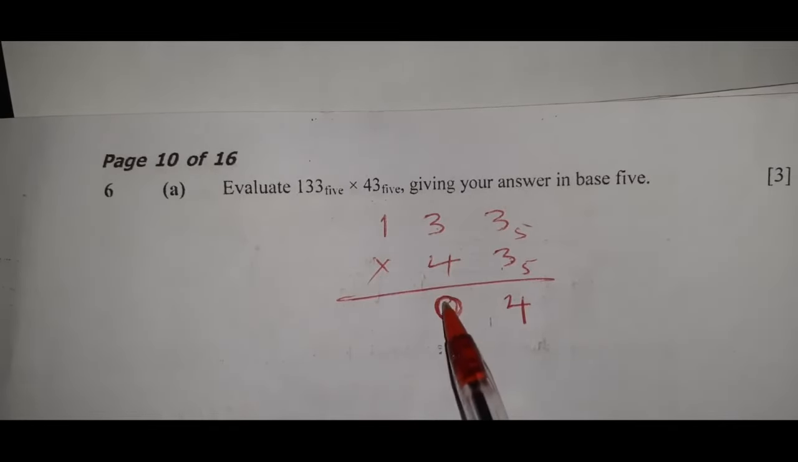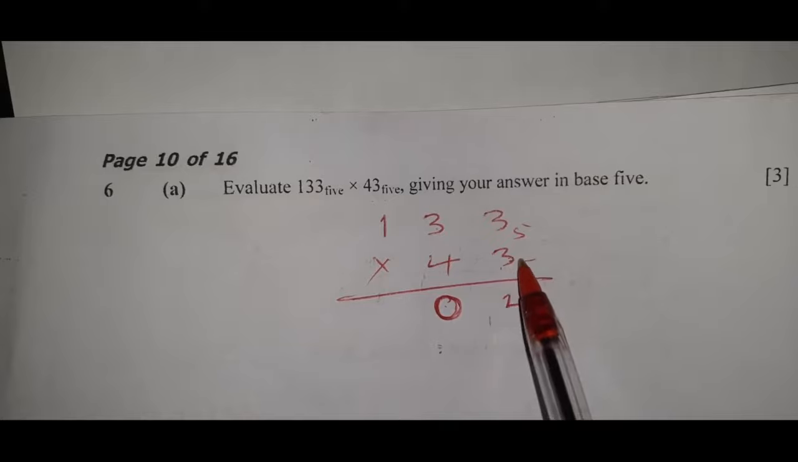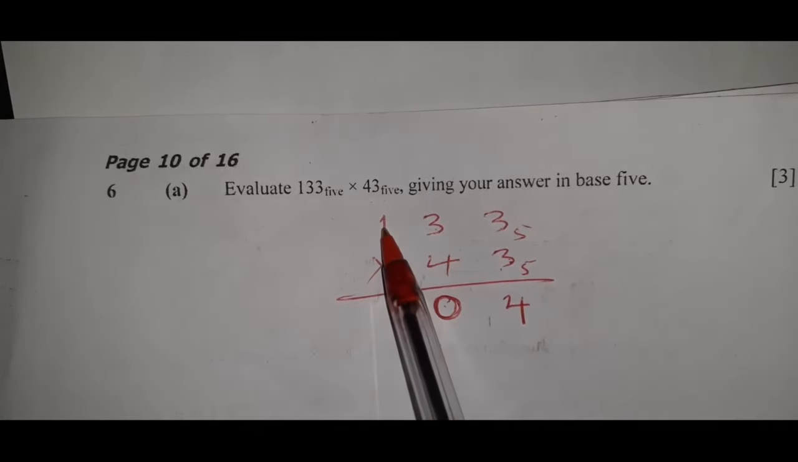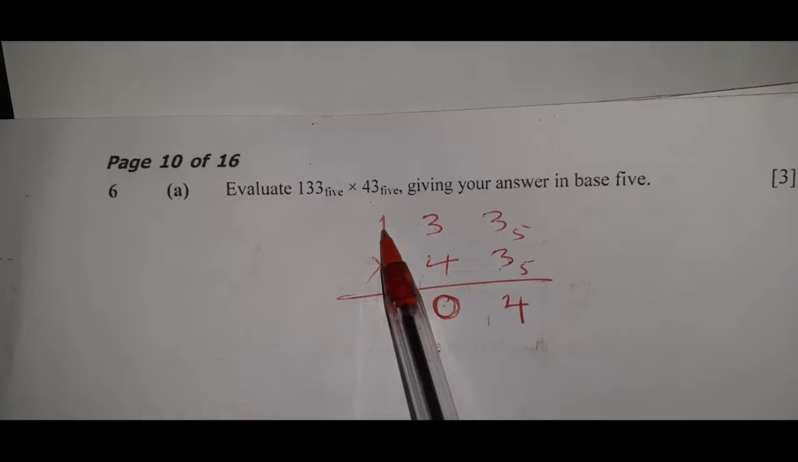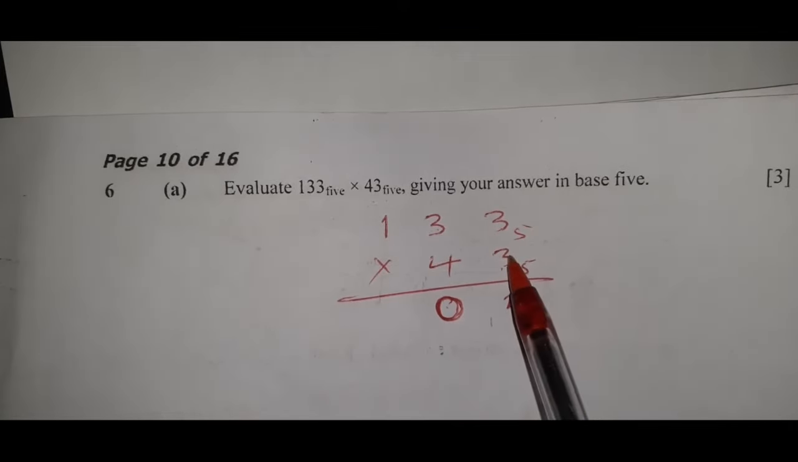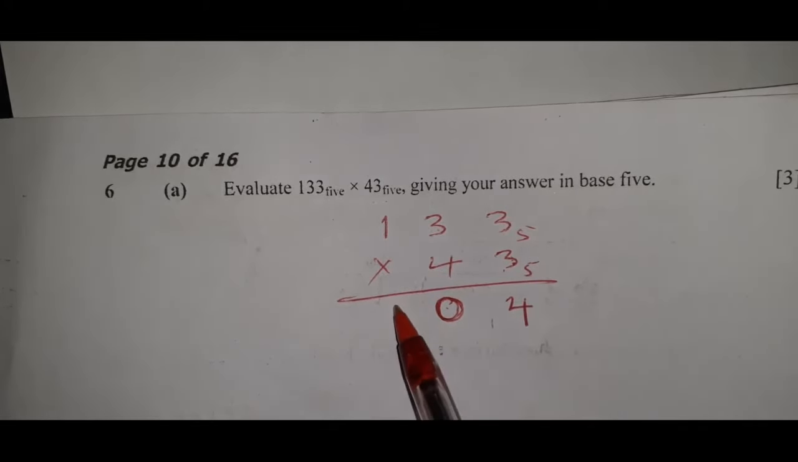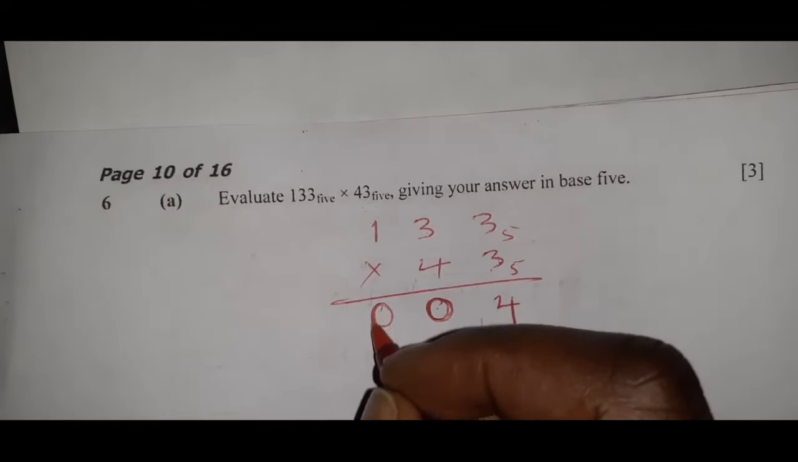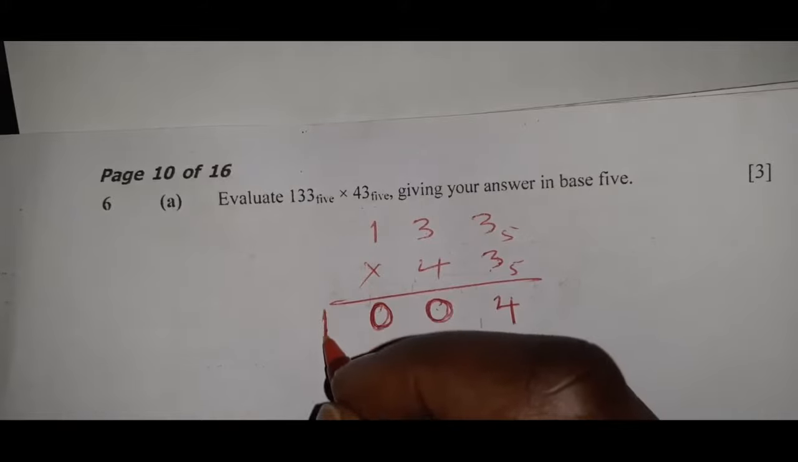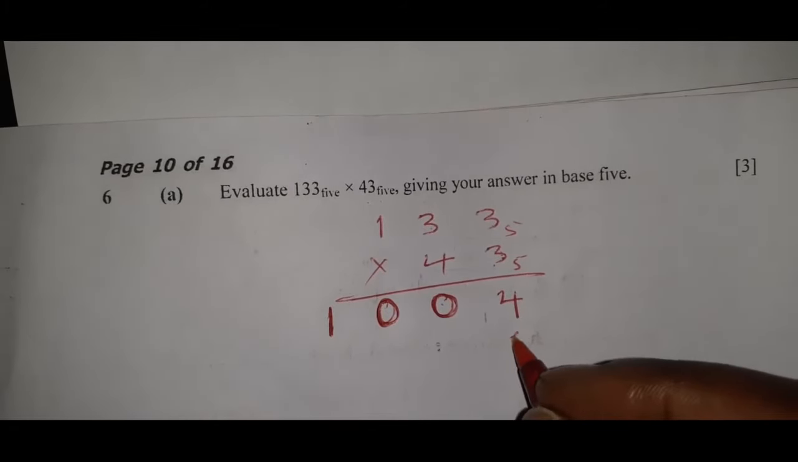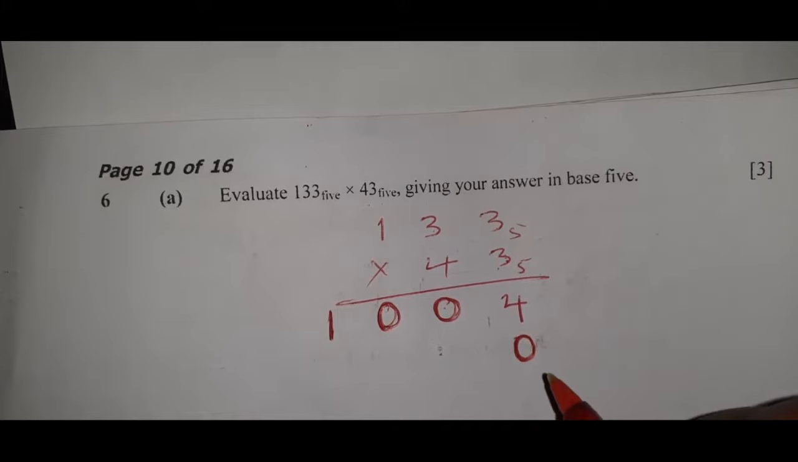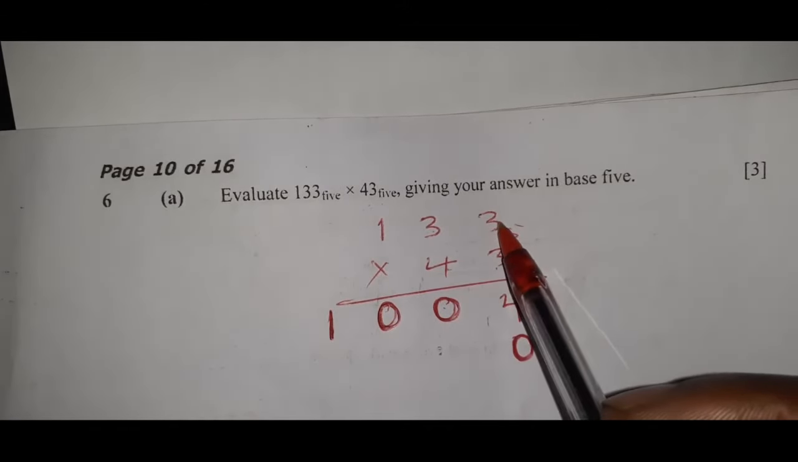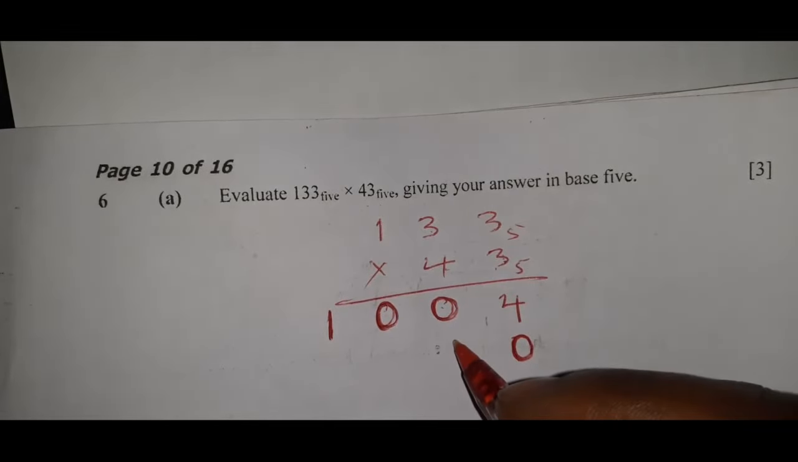So it will be 2 remainder 0. Then 3 multiplied by 1. It's going to be what? 3. Then 3 plus that 2, what do we get? It will be 5. Now we can't write 5, so that 5 has to be divided by 5, so it will be 1 remainder 0. So you start with the 0, then you say 1 here. You come here, you have 4 multiplied by 3, it's 12. So 12 divided by 5, it's 2 remainder 2.